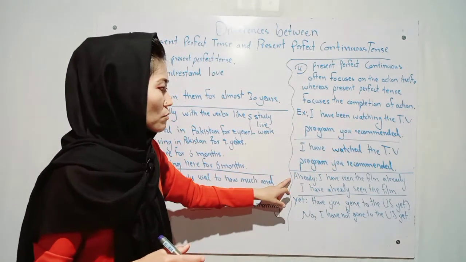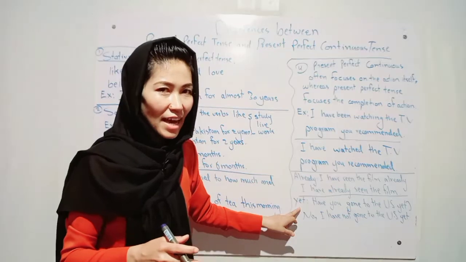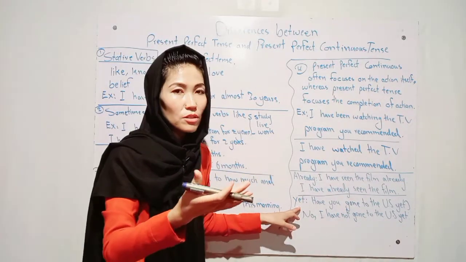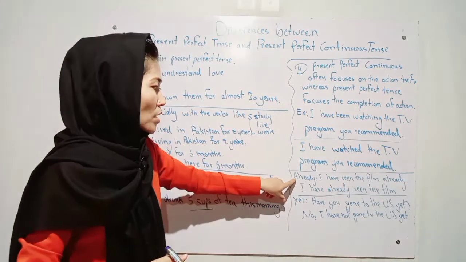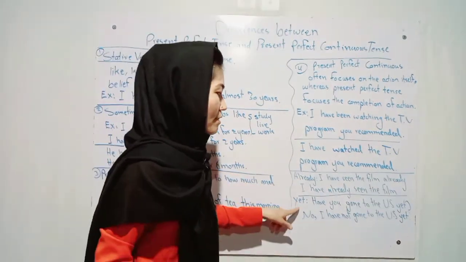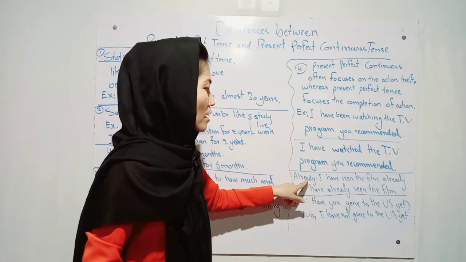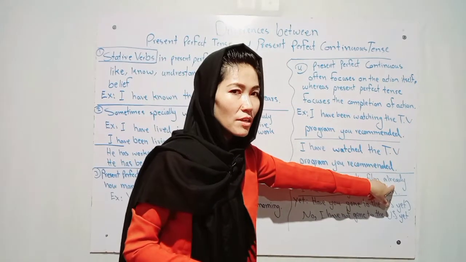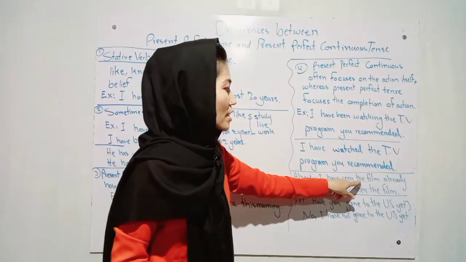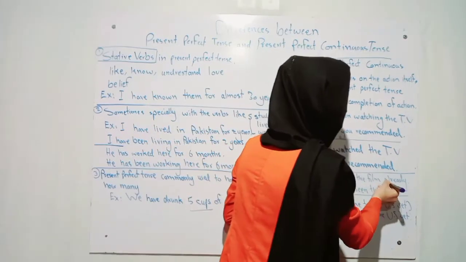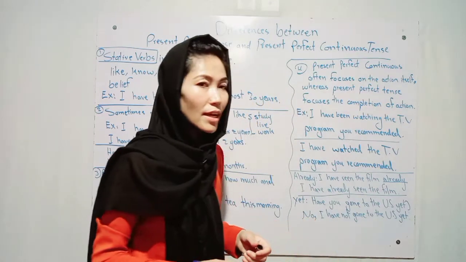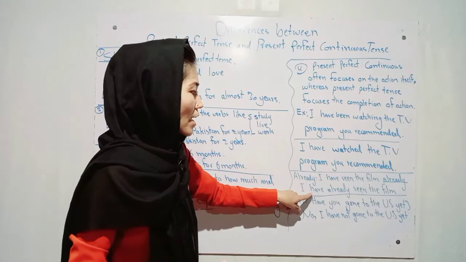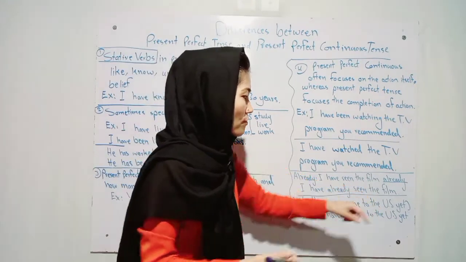One more thing: we use already and yet in present perfect tense, and we don't use them in present perfect continuous tense. So, the usage of already and yet in the sentence. About already: I have seen the film already. Already comes here at the end of the sentence. It is right. The next: I have already seen the film.